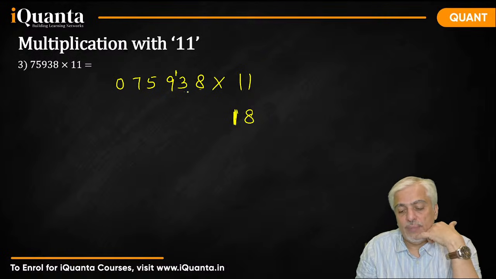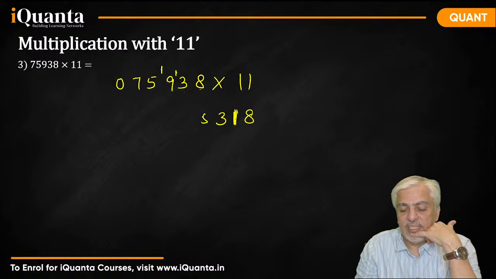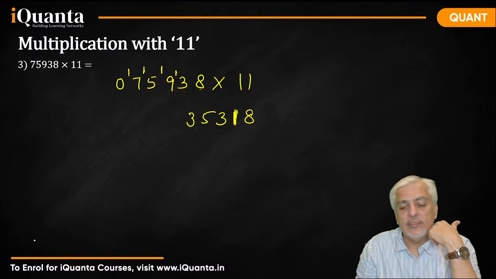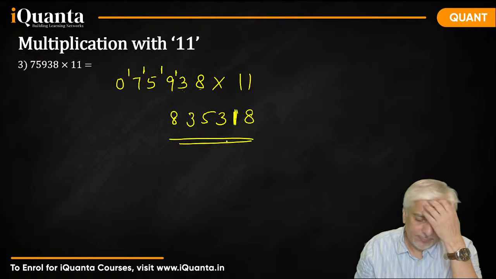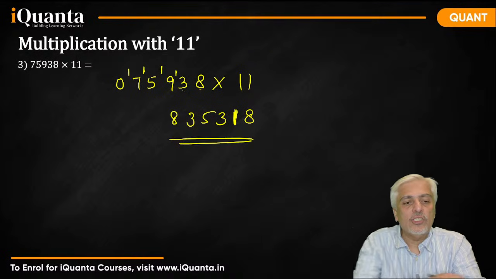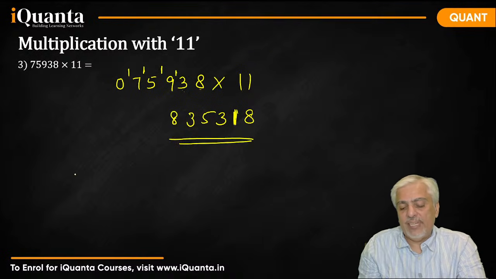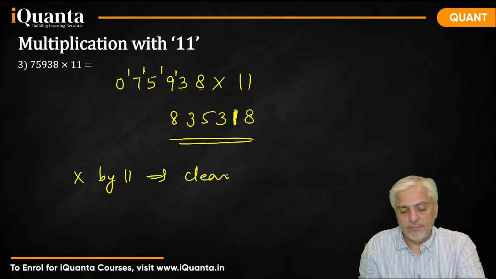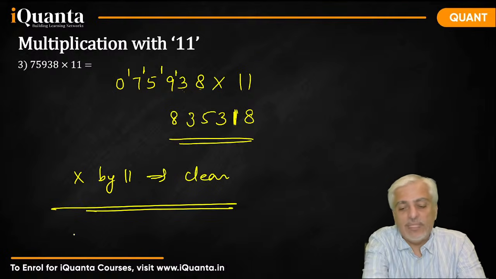8 as it is, 3 plus 8, 11, 1 carry over, 12 plus 1, 13, 1 carry over, 14 plus 1, 15, 1 carry over, 12 plus 1, 13, 1 carry over, 7 plus 1, 8. Have you understood, everybody? So is multiplication by 11 clear?